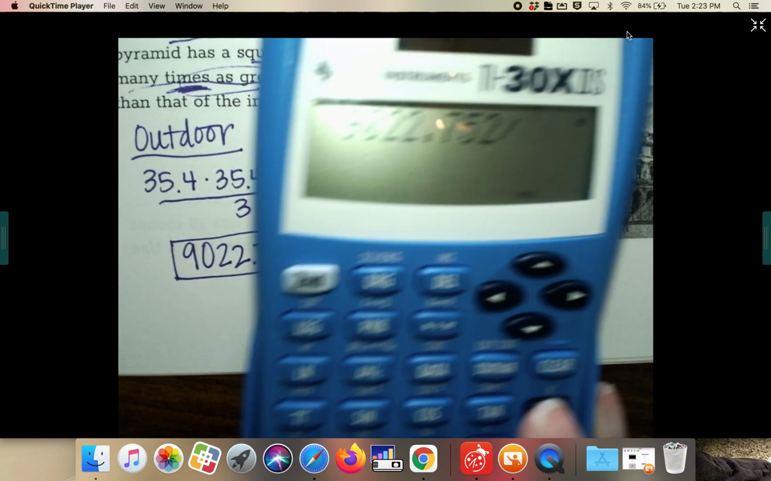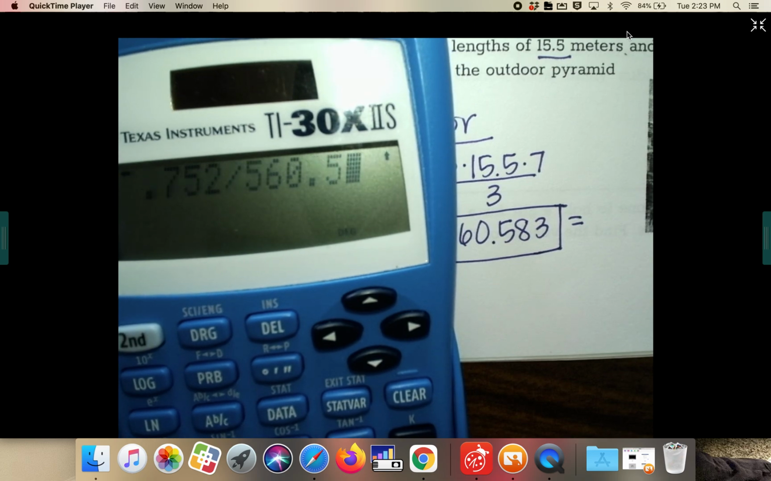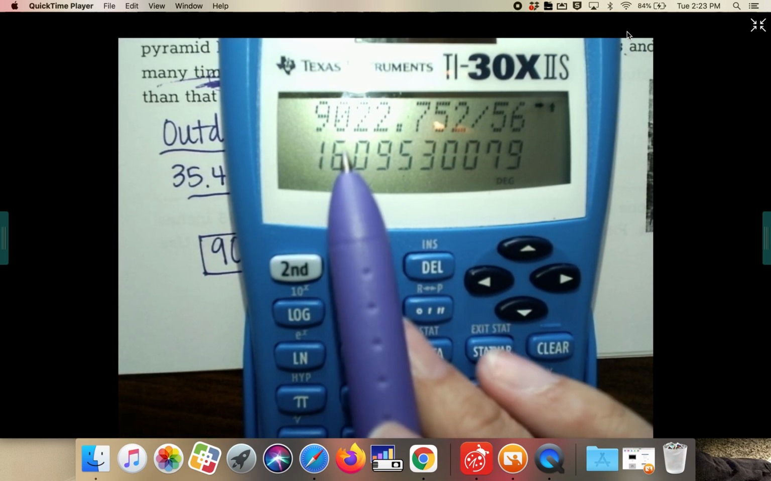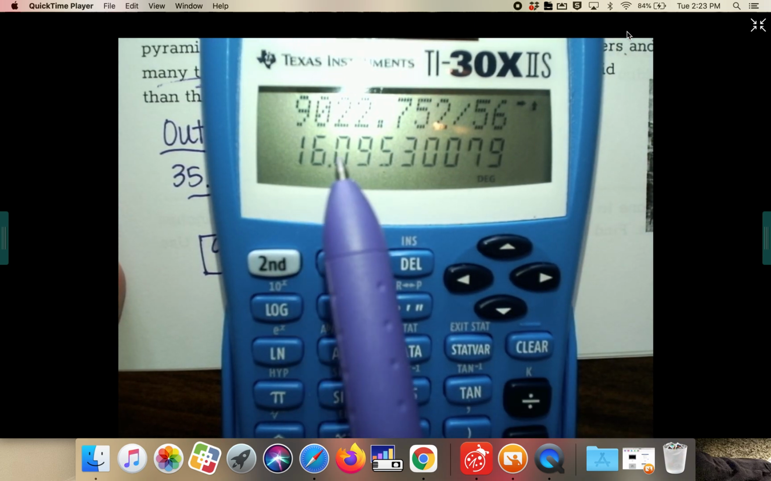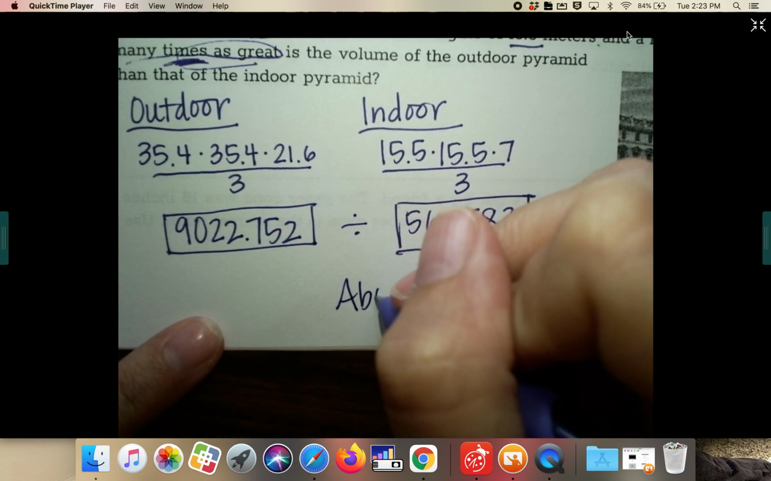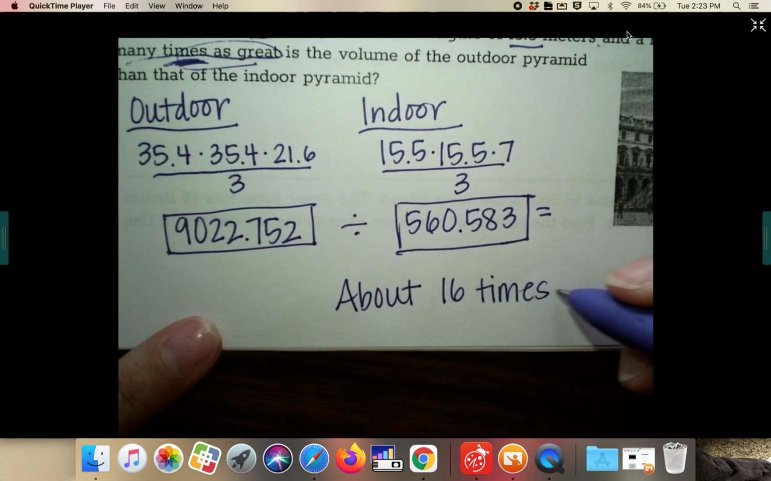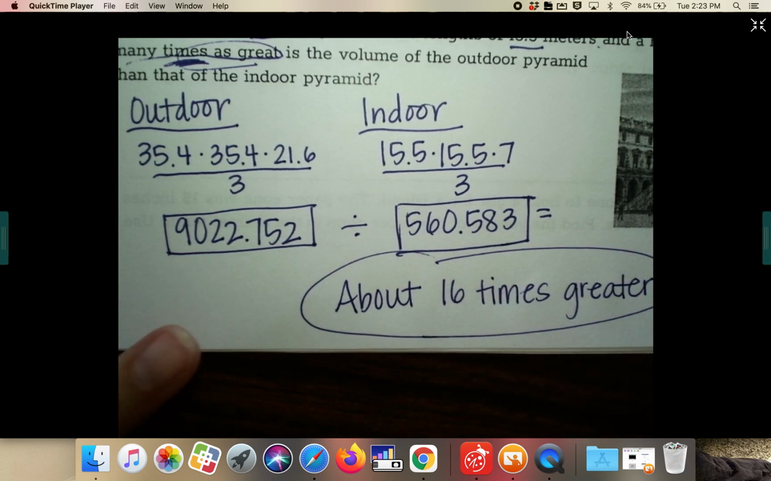So here we go. 9022.752 divided by 560.583. It is a little bit over 16, but I think it says about how many times, so we're going to say about 16 times. This is rounded, but we'll say it is about 16 times greater. All right, there you go.